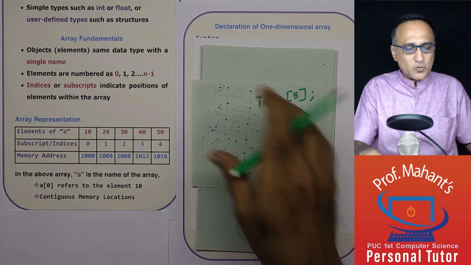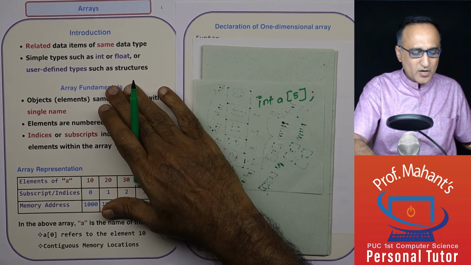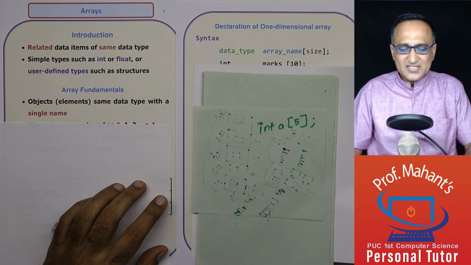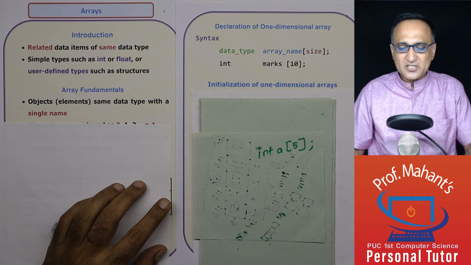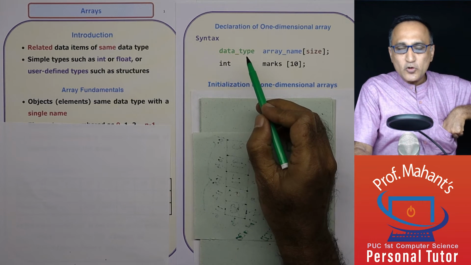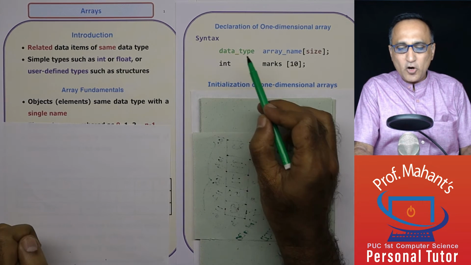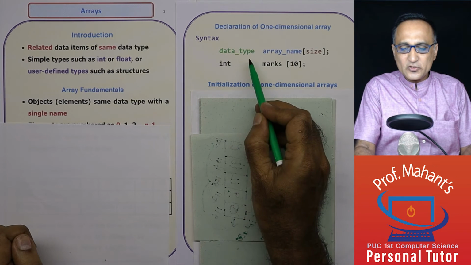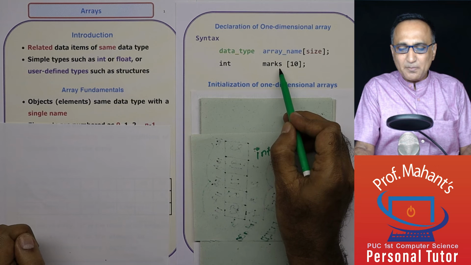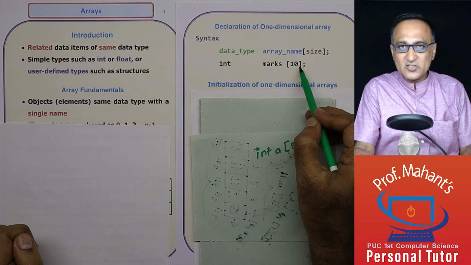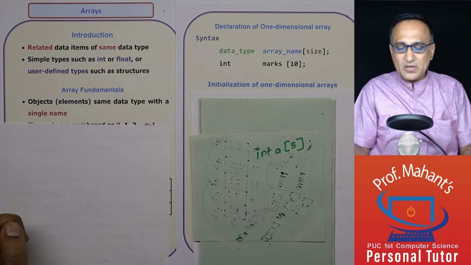Now what we shall do is, let us try to understand how we go about declaring a single dimensional array. So the general syntax for declaring a single dimensional array is data type, which can be int, float, struct, double, long, char, anything, then the name of the array and the size. So here data type is int, marks is 10, that means size is 10, it can store 10 elements, and array name happens to be marks.